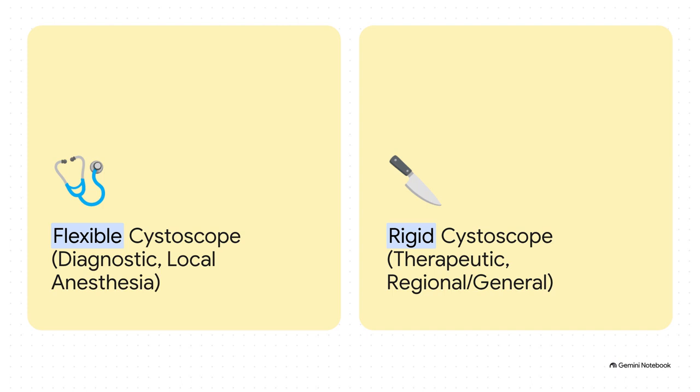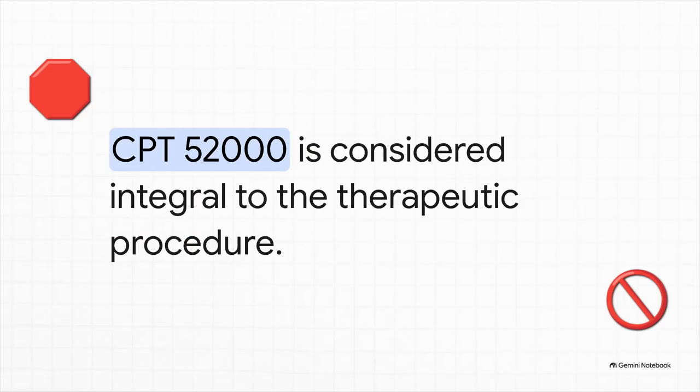But if they're using a rigid scope under regional or general anesthesia, that means they are passing surgical instruments to actually do a therapeutic procedure. And that brings us to your golden compliance rule. CPT 52000 is your base code for a diagnostic cystoscopy.